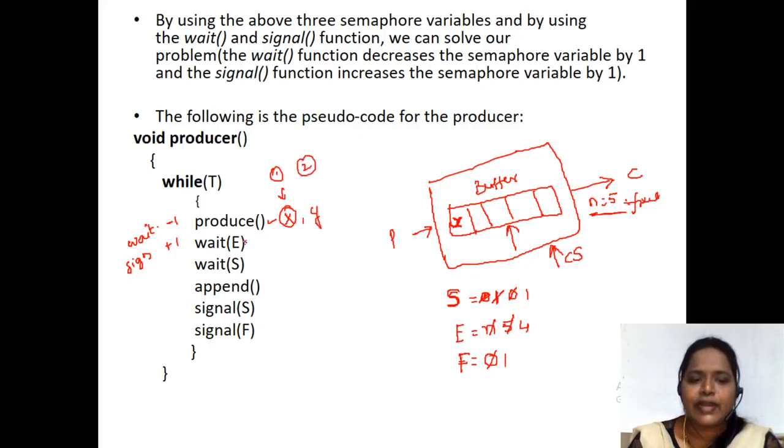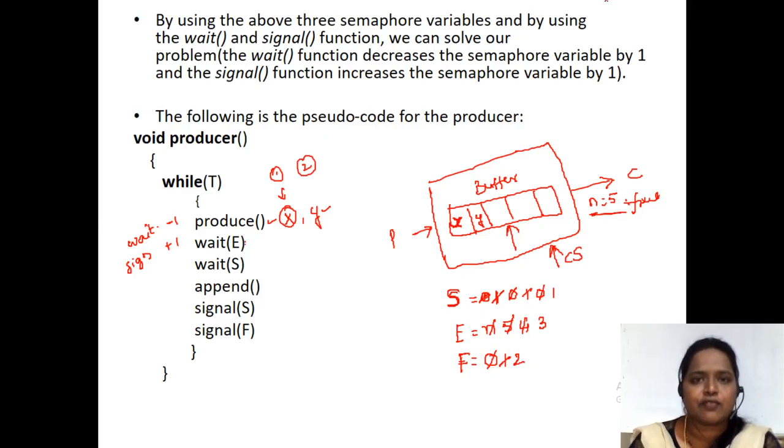Fine. Now wait of E: E is now 4, wait means we decrement by 1, so it is going to be 3. Wait of S: S is now 1, now we make it 0. Next, append means we append this Y over here. Then signal of S: S is again incremented by 1. Signal of F: F is incremented to 2.